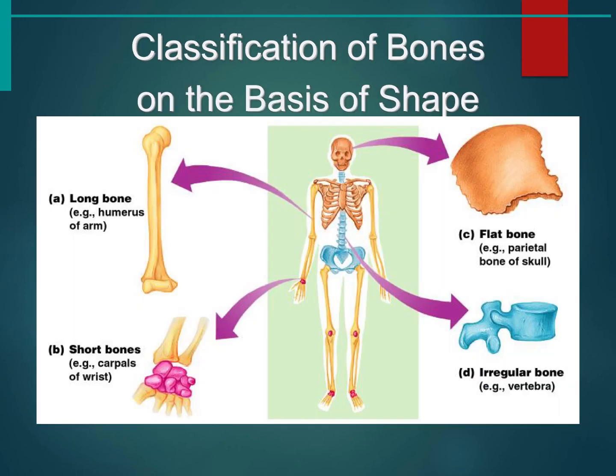Okay, so here's just some images, obviously better than my drawings. So you can see long bones in the arms and legs, flat bones in the skull and the torso, short bones, wrists, knees, ankles, and then irregular, kind of the spinal column and the pelvis.